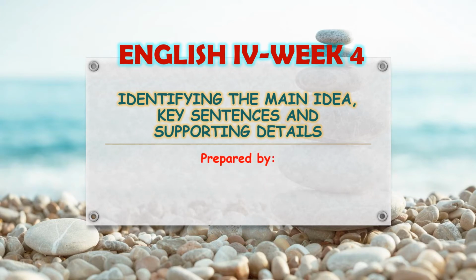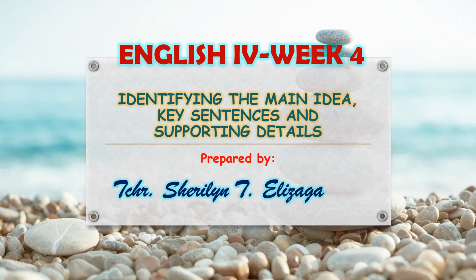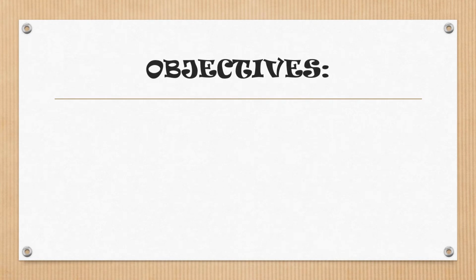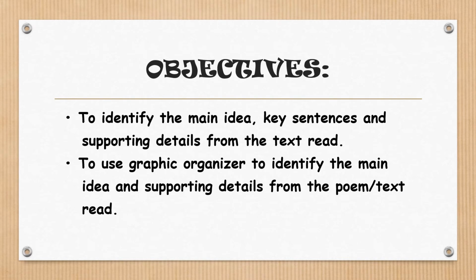Now, for our fourth week, we are going to discuss identifying the main idea, key sentences, and supporting details. For the objectives of this topic, at the end of the lesson, you need to learn how to identify the main idea, key sentences, and supporting details from the text read. You also need to use a graphic organizer to identify the main idea and supporting details from the poem or text that you've read.